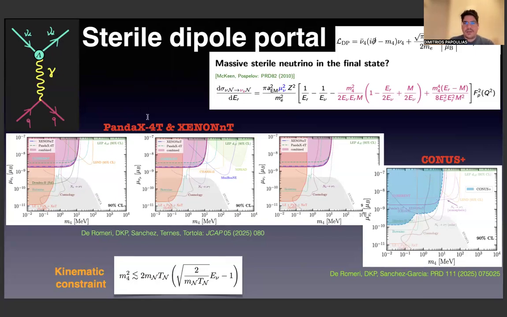So we did this kind of analysis using the COHERENT data, the PandaX-4T data, the XENONnT data, and also here the CONUS+ data. In all cases, we perform a statistical analysis taking into account all the systematic effects, including also shape information or timing information whenever possible. And we have put these constraints in the parameter space of sterile neutrino mass versus the magnetic moment coupling for the different flavors of the magnetic moment, nu e, nu mu, and nu tau.